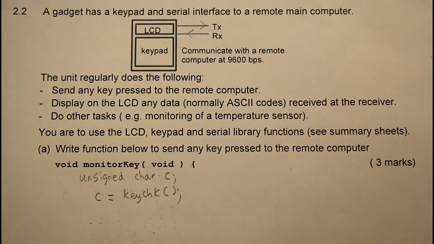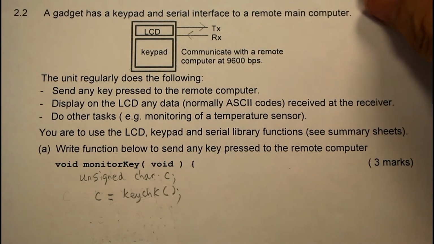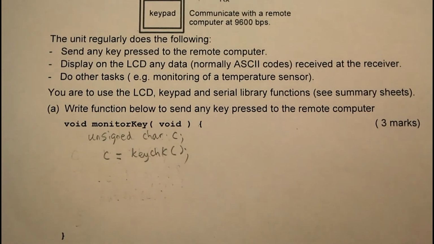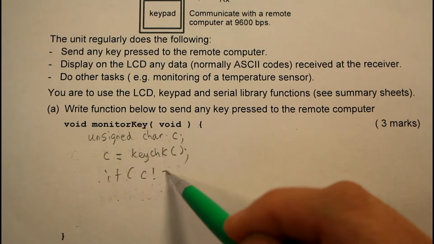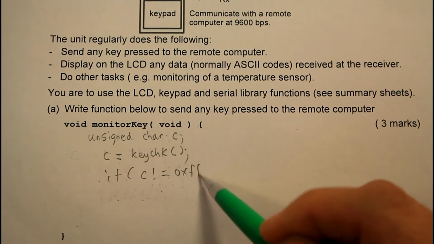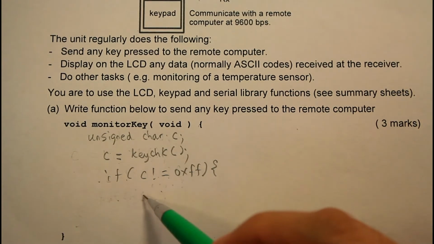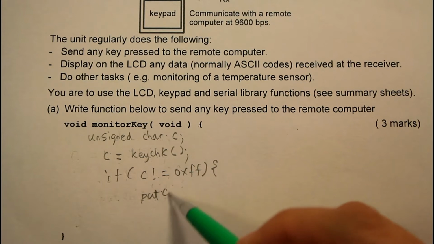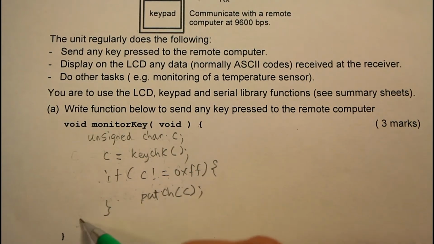Key check will return 0xFF if there's no key press. If there's a key press, you return a valid ASCII code. So if C is not equals to 0xFF, it means that there's a valid key press. So we'll transmit it using this function called put char C, and we'll end it and close the bracket.